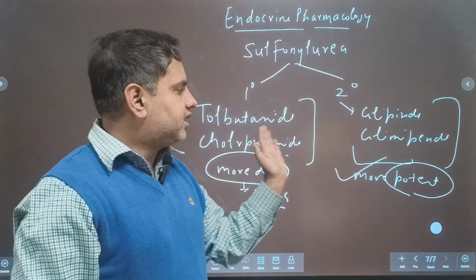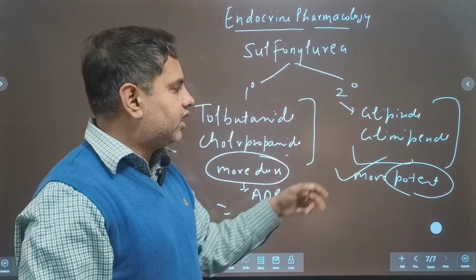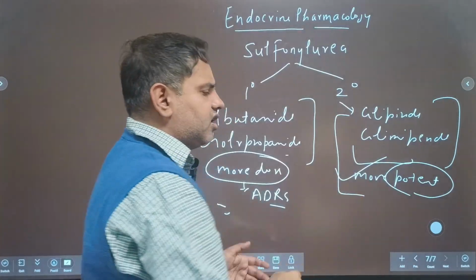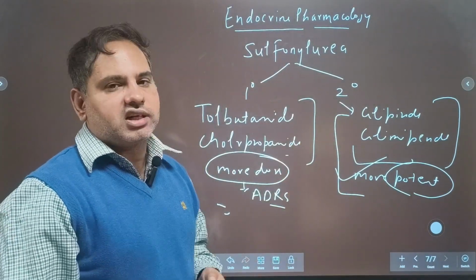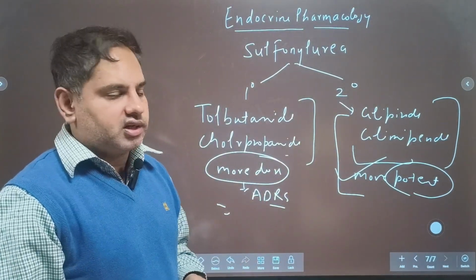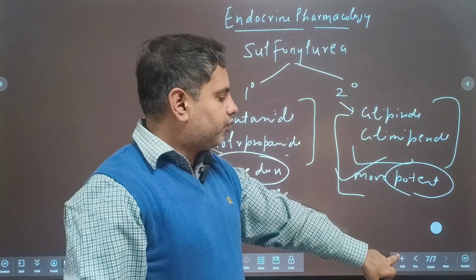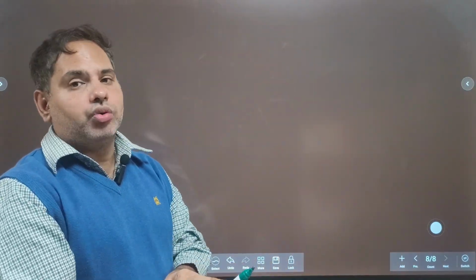So now we are currently using second generation drugs, but in some cases, if second generation drugs are not suitable, then we use the first generation. Now we are going to talk about the mechanism of action. That is very important to understand how these drugs reduce the blood glucose levels.